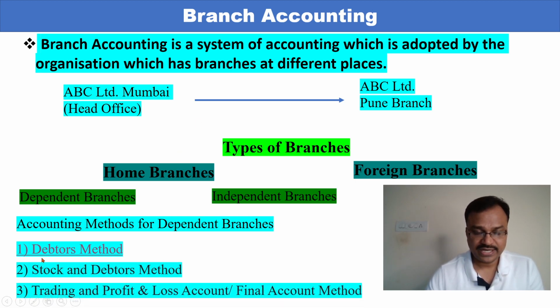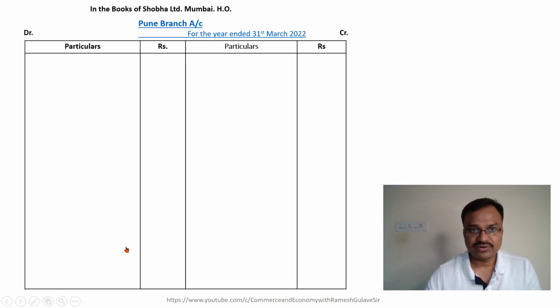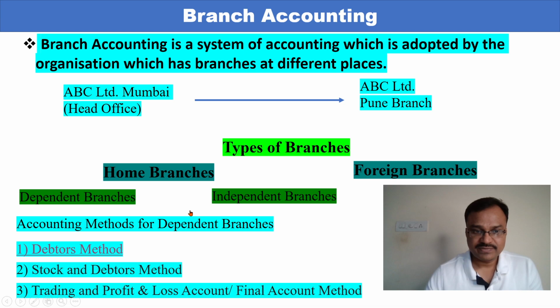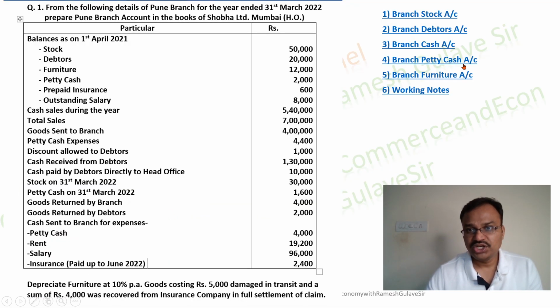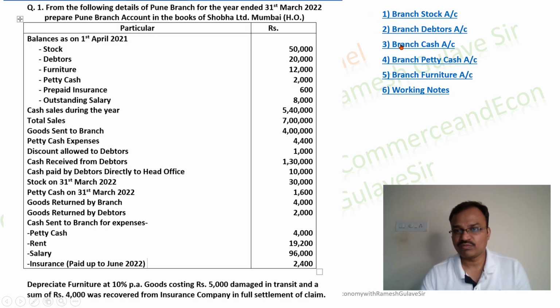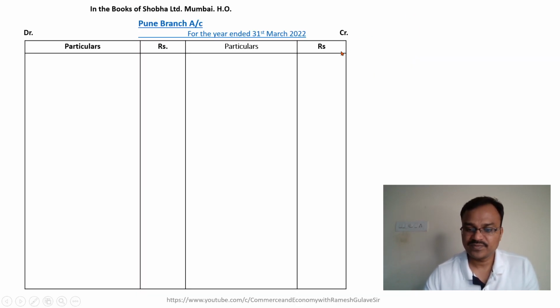We have discussed the debtors method. Under debtors method, the main account is branch account, right? This branch account is prepared in this method. But in stock and debtors method, under this method we need to prepare these separate accounts: branch stock account, branch debtors account, branch cash account, branch petty cash account, branch furniture, that is, branch assets account is prepared separately, right?